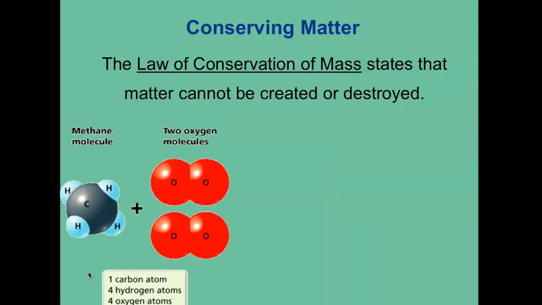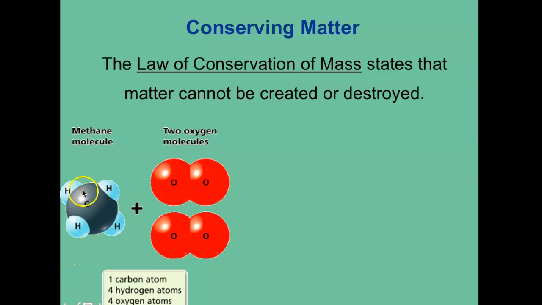So the law of conservation of matter is going to apply to chemical reactions. It's going to apply to any chemical equation, chemical formula, changes that we are talking about. So law of conservation of mass says that matter cannot be created or destroyed. It can change form, physical changes can occur, but matter is not going to disappear or suddenly appear out of nowhere. So let's take a look at this example.